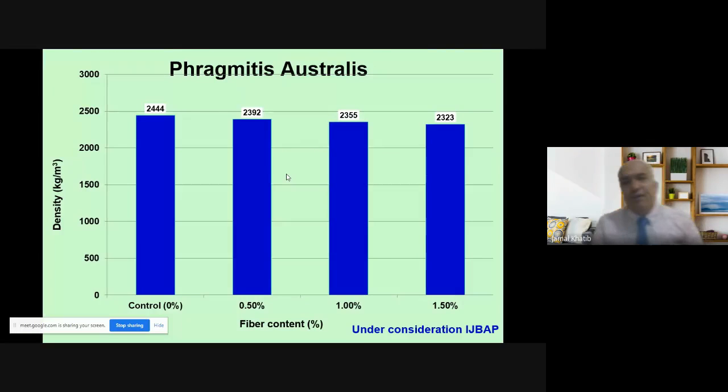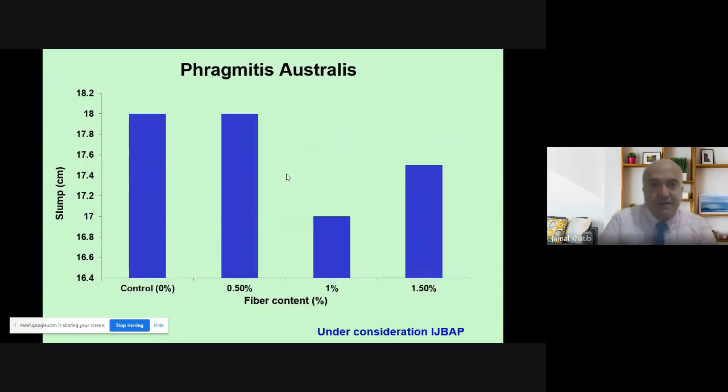Now, moving to Phragmites australis. What I've reported so far was the palm fiber results. In here, I'm going to report the Phragmites australis results. Density, quite clear. There's quite a clear reduction in density as the percentage of fiber increases. And to be honest, it's pretty much similar to the results for palm fiber. The reason I didn't put them next to each other is because the mix designs are different, so we cannot simply compare them. But what we can say is there is reduction in density as the fiber content increases.